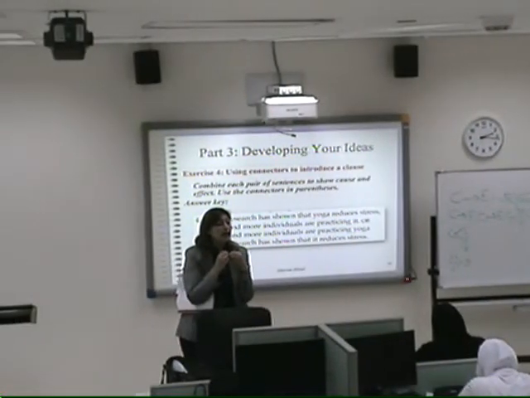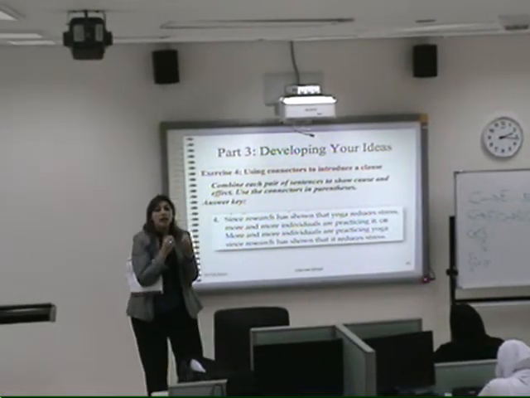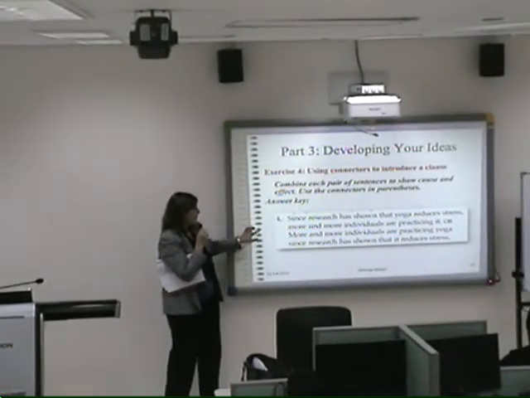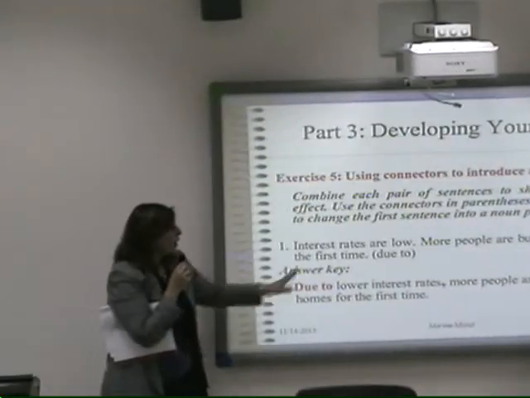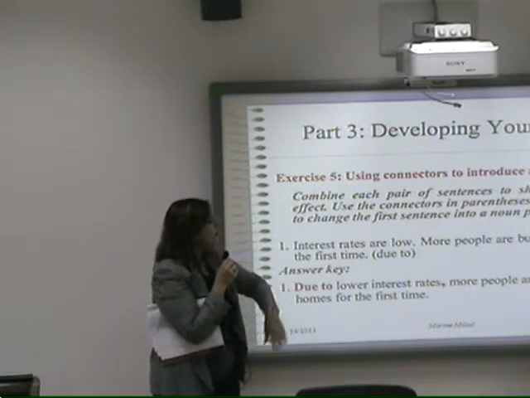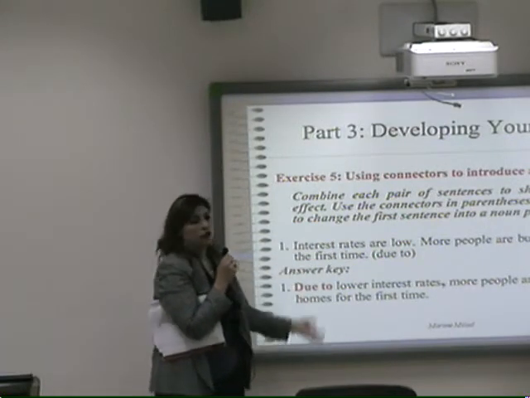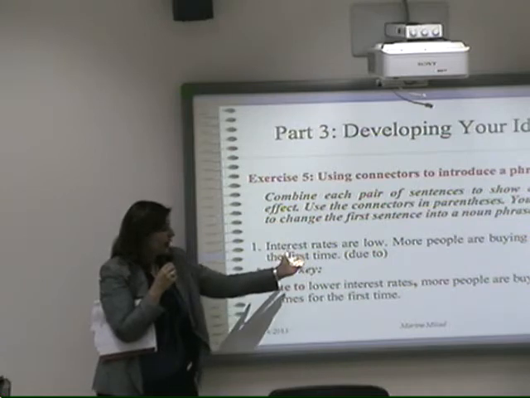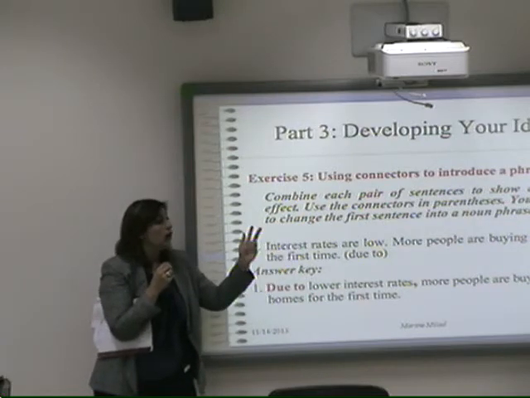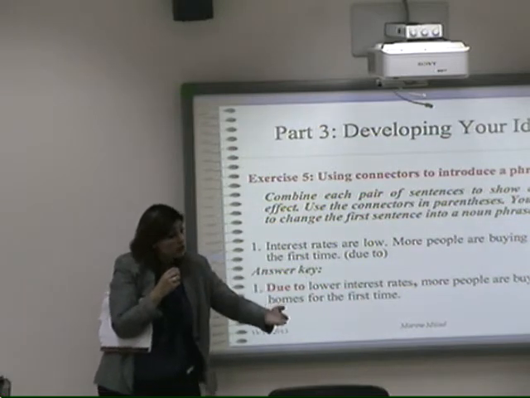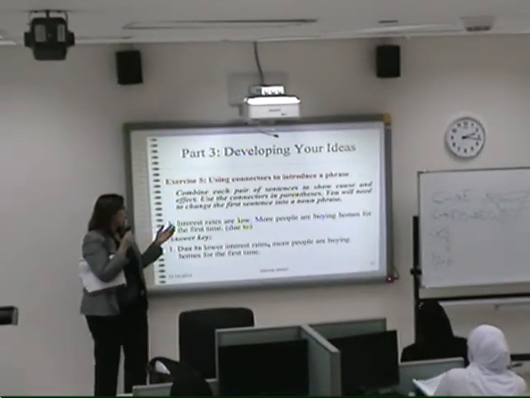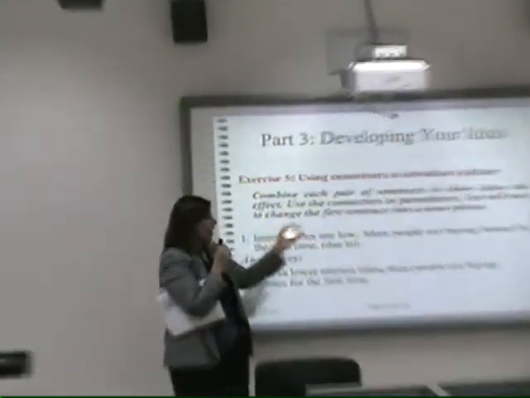Now I want you to join using due to. And due to is followed by a noun. Like this example: Interest rates are low. More people are buying homes for the first time. Okay, where is the cause? Excellent. Interest rates are low. What's the result? What happens? People are now buying homes. So we have cause and effect.